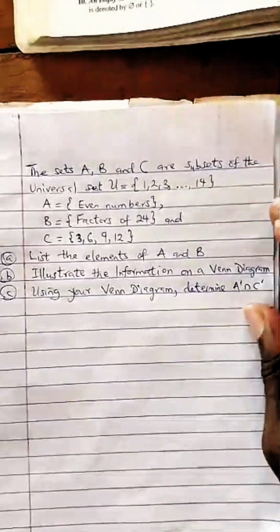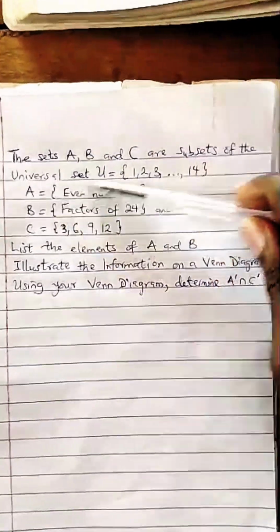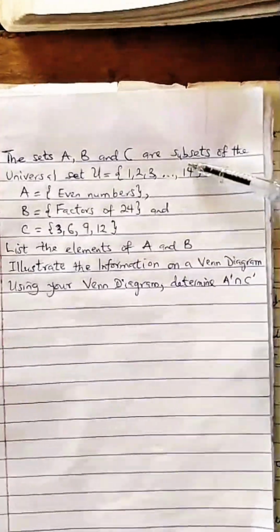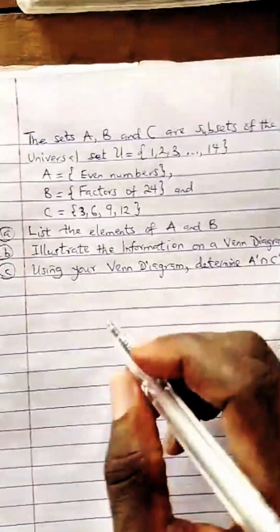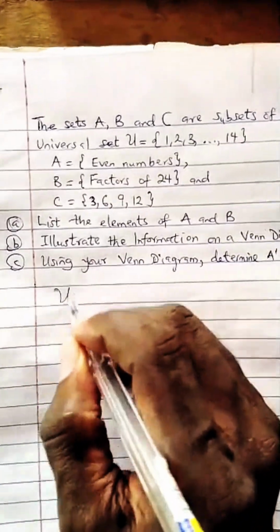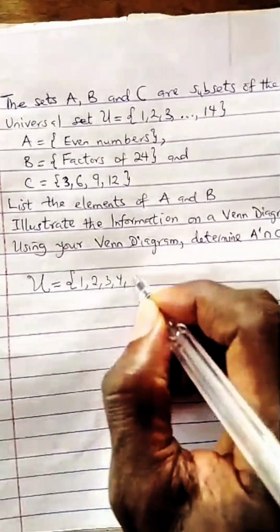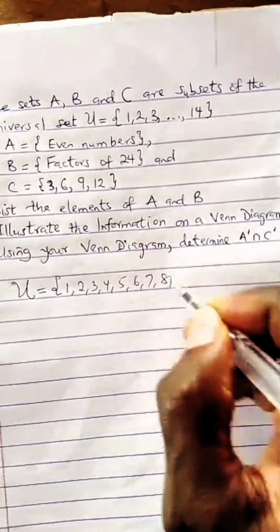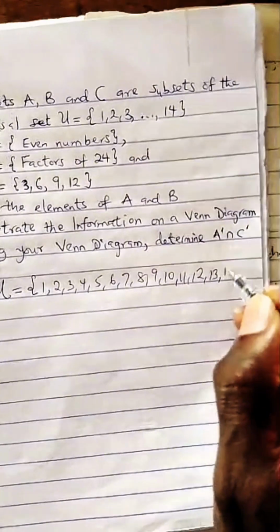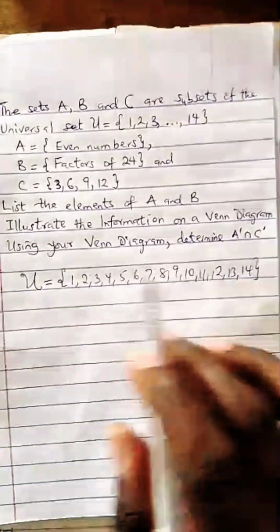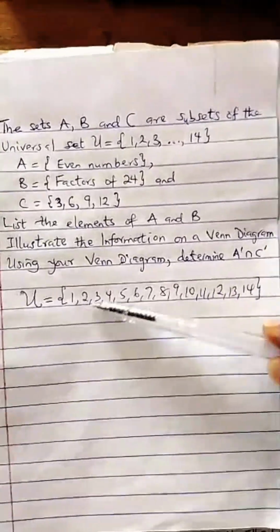So we're looking at the subsets, like set A. Subsets are brought out of the universal set, so the universal set is like the parent set. I'm going to list out the universal set. You have the curly braces and you go 1, 2, 3, 4, 5, 6, 7, 8, 9, 10, 11, 12, 13, 14. That is how we list out the universal set. It is the parent set. Out of this parent set, we have smaller sets called subsets.